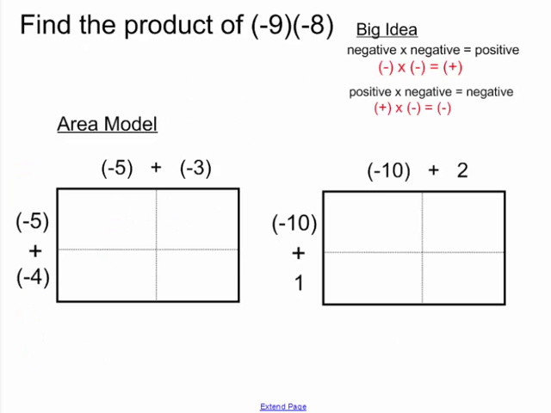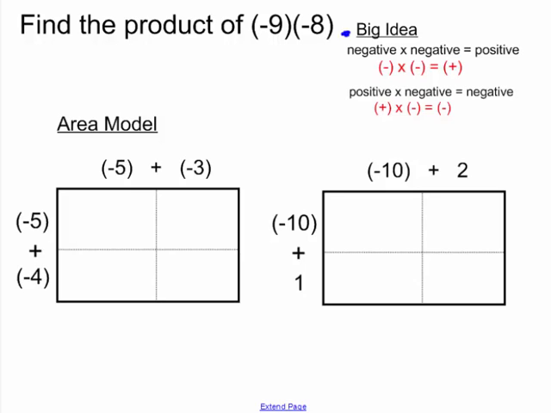So find the product of negative 9 times negative 8. You'll notice up here I have our big ideas in the right corner just in case we get a little bit lost. I'm going to do the same problem twice, but I'm going to use two different area models. One might appeal to you more than the other, and that's okay.